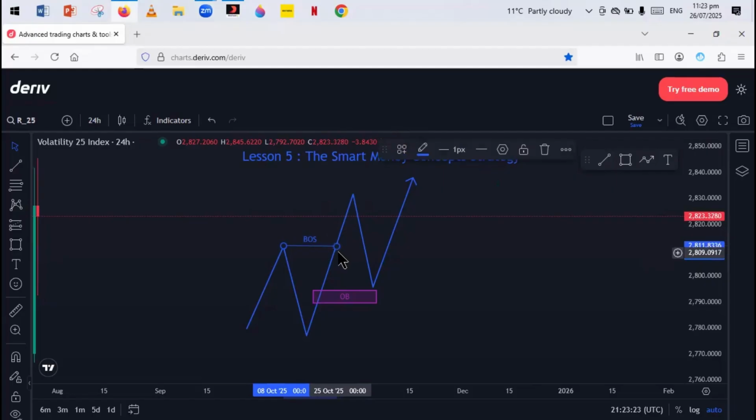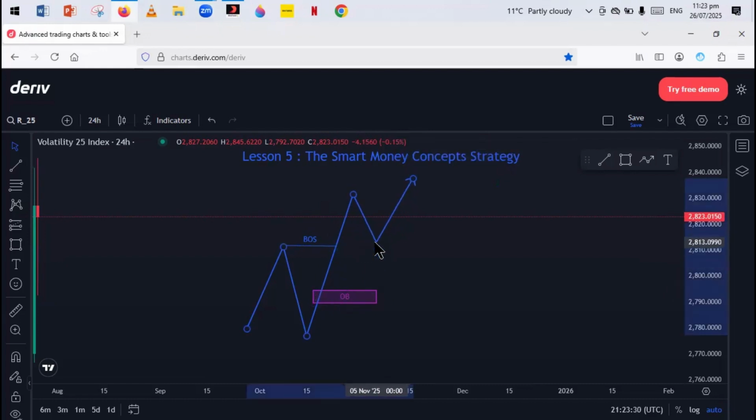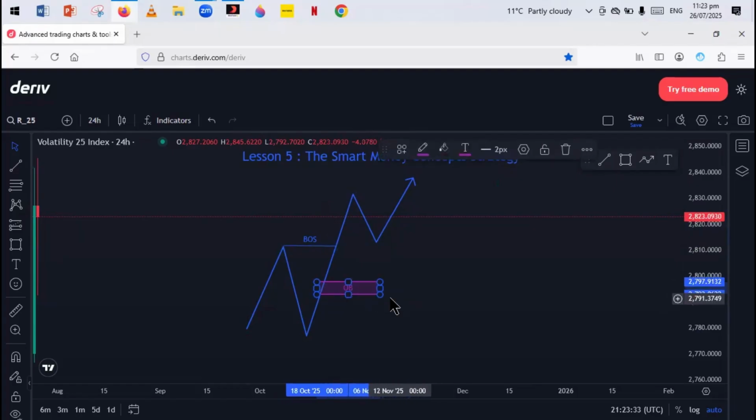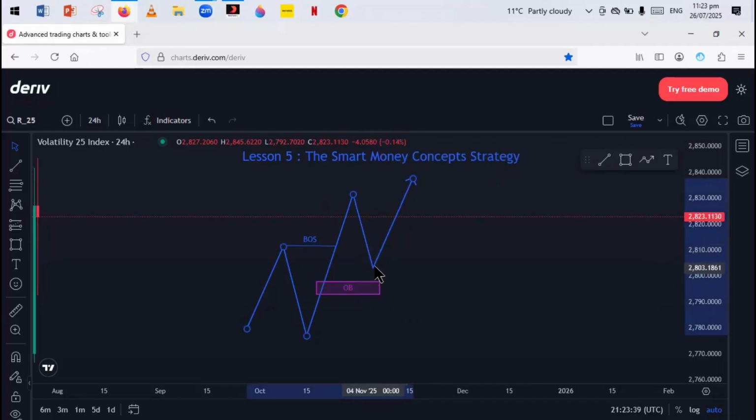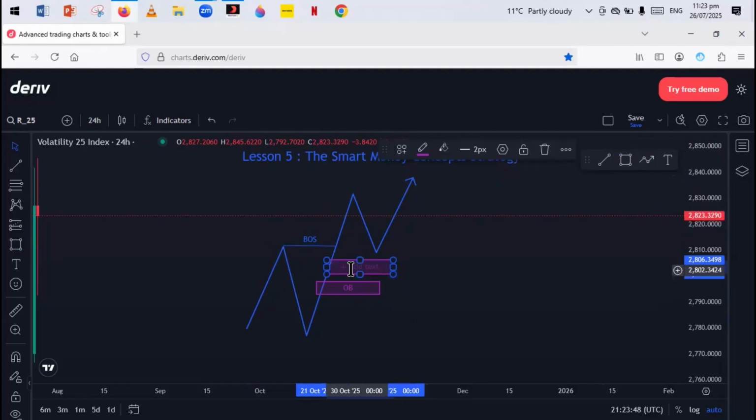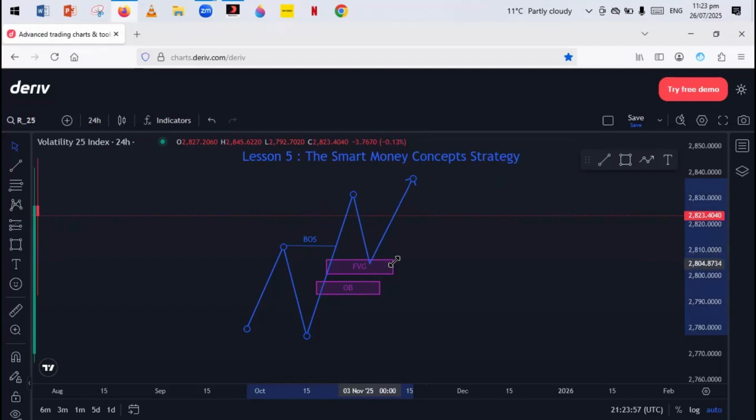Now, let's say price broke structure, and then that is our order block, the order block which caused this break of structure. Sometimes price can react off the FVG or the fair value gap. So if price comes like that and does not react from the order block, it reacts off the FVG. So sometimes price can break structure, and then instead of reacting off the order block, it might react off the FVG in an uptrend.